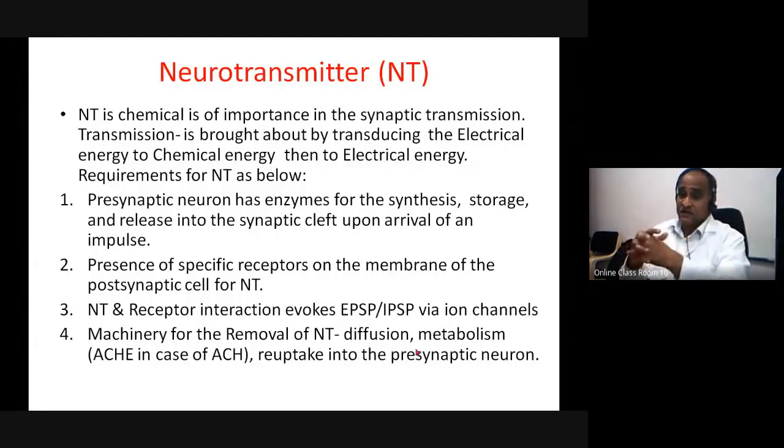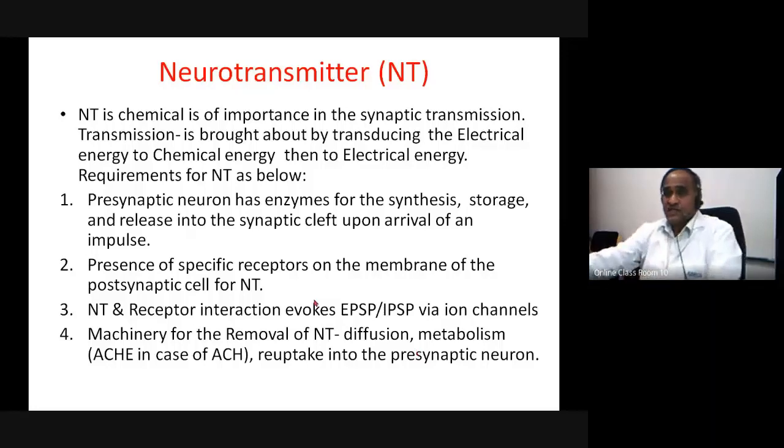Say for example, norepinephrine is taken up back into the system, and we have glutamate. Glutamate is taken up, dopamine is taken up into the presynaptic terminal, serotonin is taken up. Especially the serotonin uptake inhibitors are used to enhance serotonergic synaptic transmission in certain cases. So there should be a machinery for the removal or halting of the neurotransmitter action, by diffusion, which happens naturally, metabolism, and the reuptake mechanism.